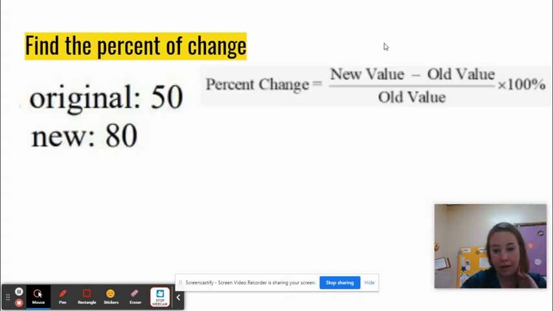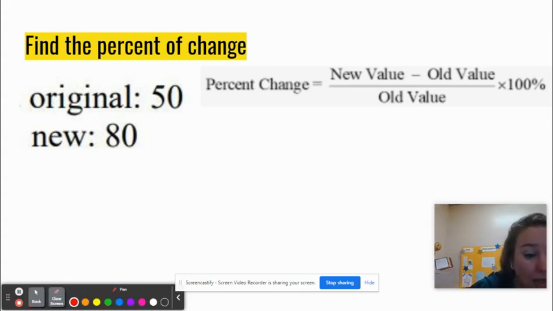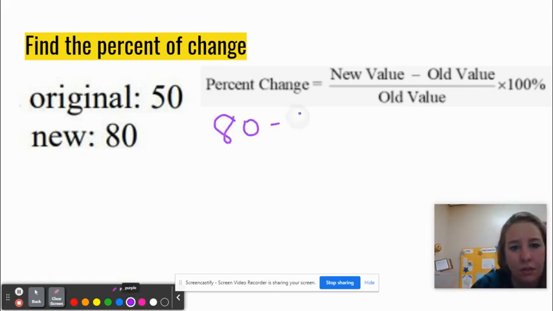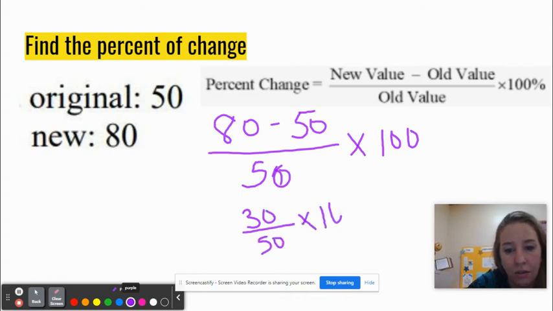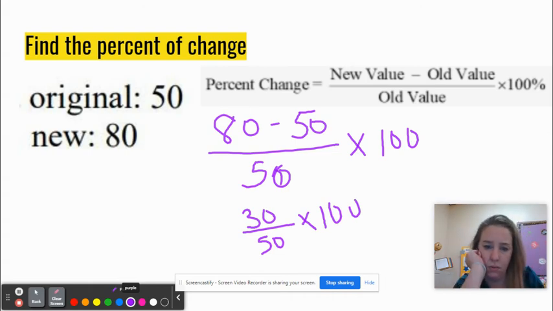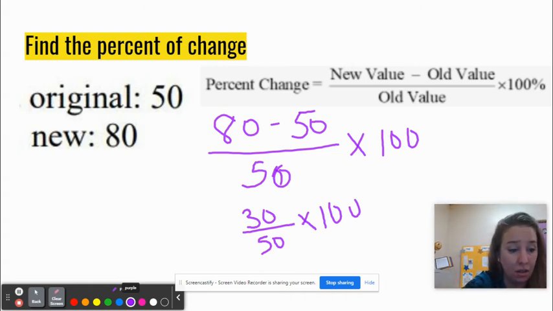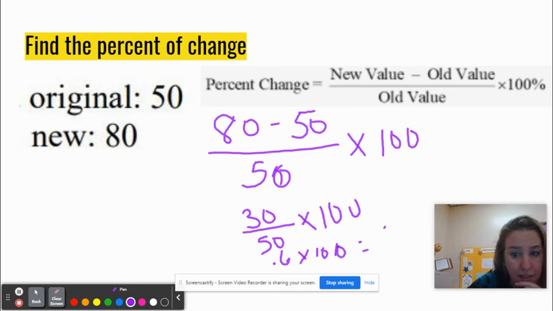If we're talking about the price of something, it was originally $50. Now it's $80. Let's see what percent increase that is. New minus old, so we find the difference in the price, divide it by the old value, times 100 to turn it into a percent. That becomes 30 over 50 times 100. So 30 divided by 50 is 0.6. 0.6 times 100 is 60%.